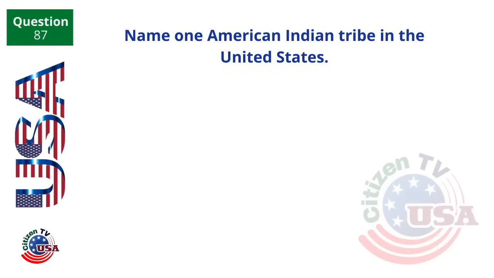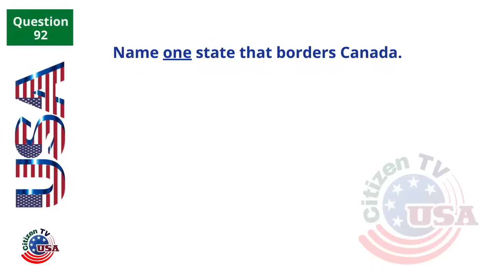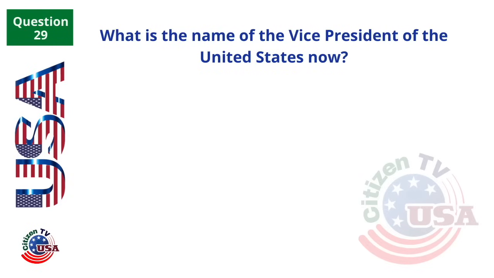Name one American Indian tribe in the United States. Cherokee. If the president can no longer serve, who becomes president? The vice president. Name one state that borders Canada. New York. What is the name of the Vice President of the United States now? Kamala Harris.